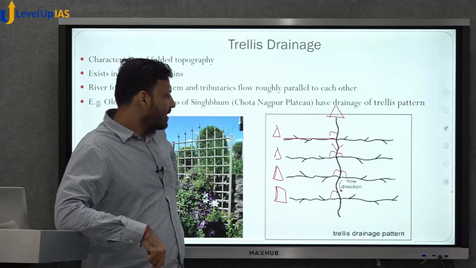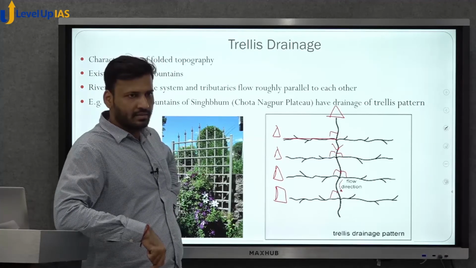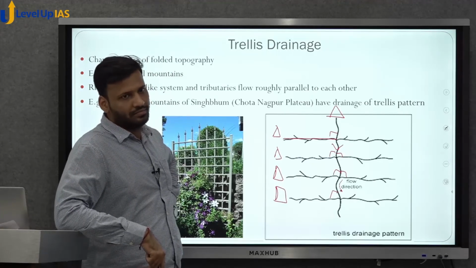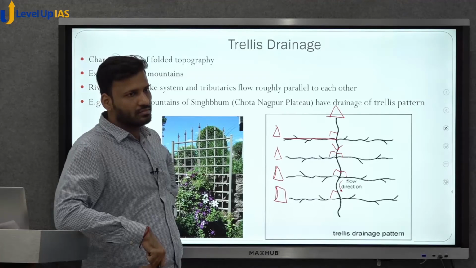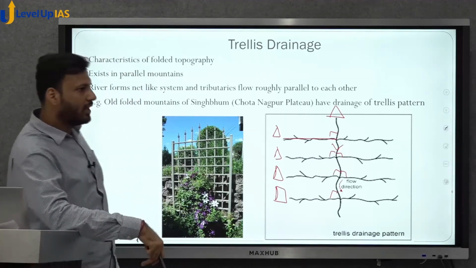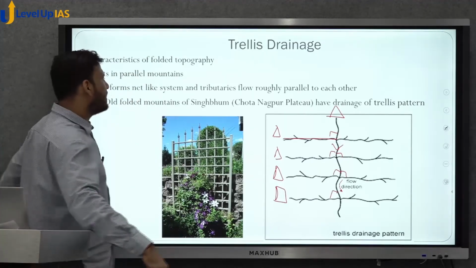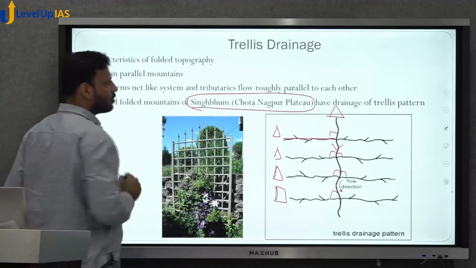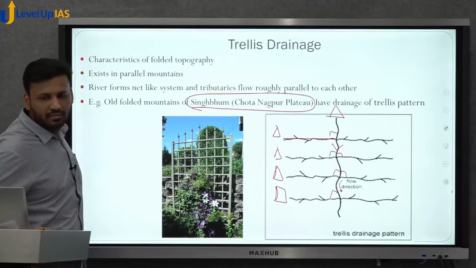So it is looking like a trellis. This drainage pattern is looking like a trellis. Getting it? Okay. So this is called a trellis type of drainage pattern. An example is the Singhbhum and Chota Nagpur Plateau.